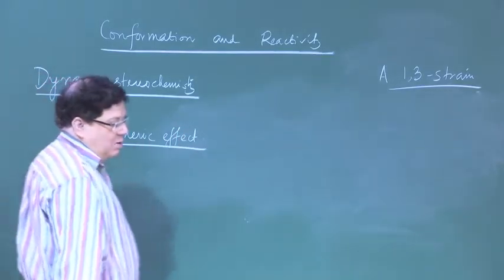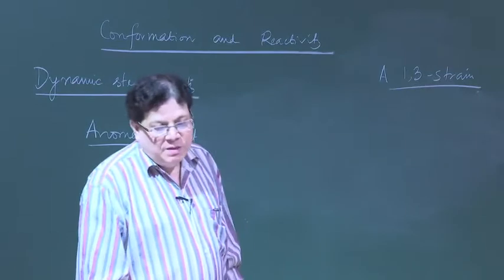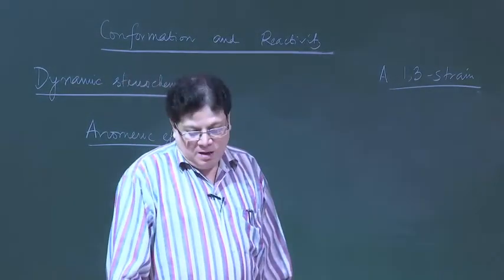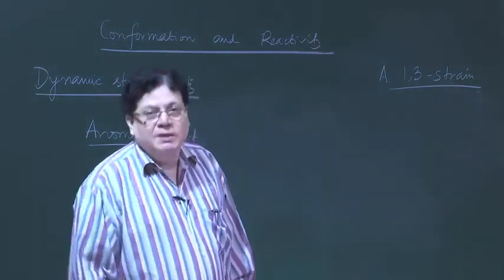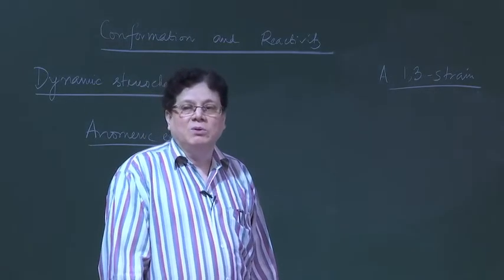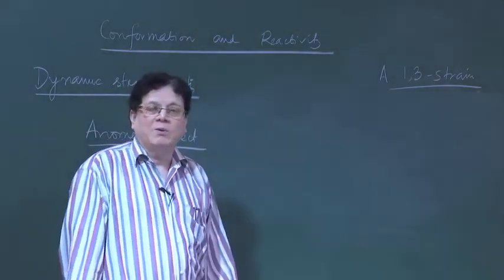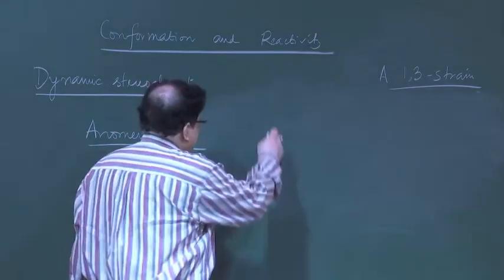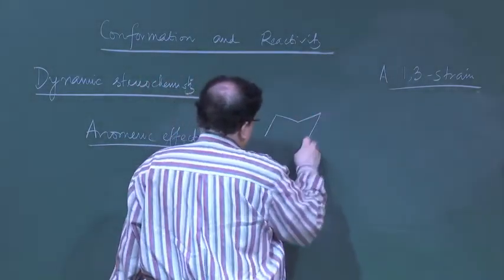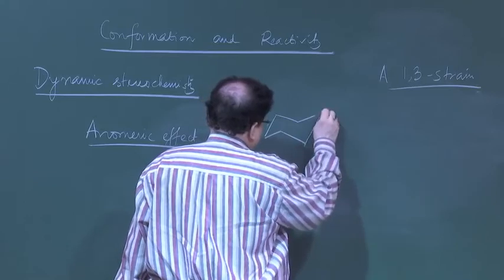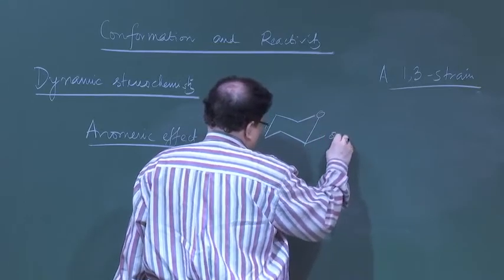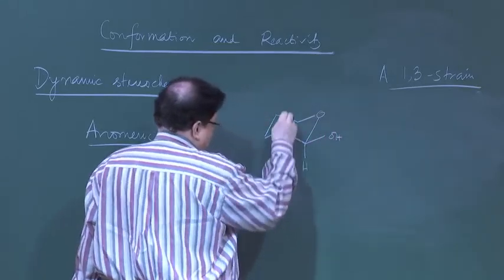Anomeric effect. Now, the name anomeric effect actually comes from sugar chemistry, where you know that the number 1 carbon of glucose is also called the anomeric carbon. So, let me write the glucose structure. Two forms of glucose are there.